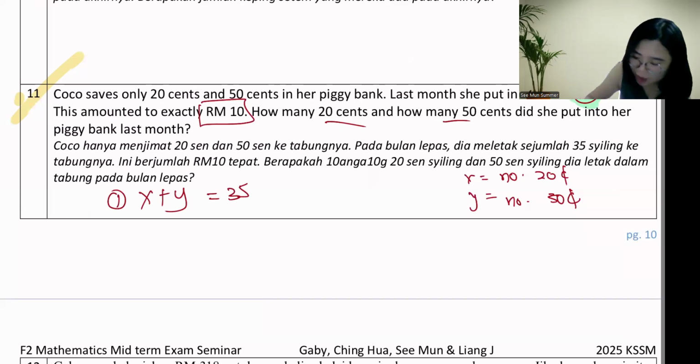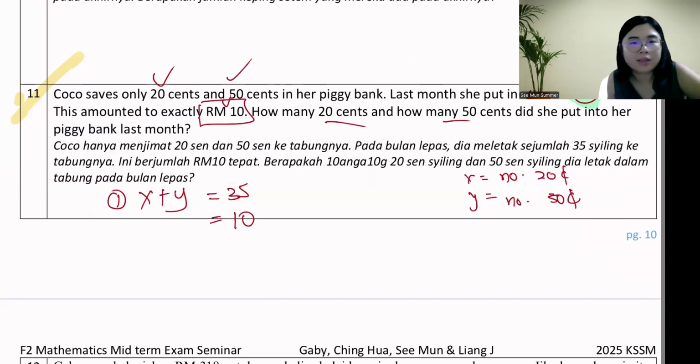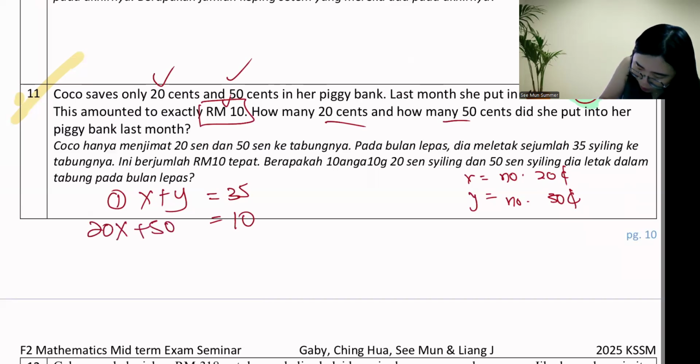The amount is exactly 10 ringgit. Since we know x is the number, and they want money, where can I get the money? It's 20 cents and 50 cents, correct? 10 ringgit, I cannot just put 10. Otherwise, I will put 20x plus 50y, correct?